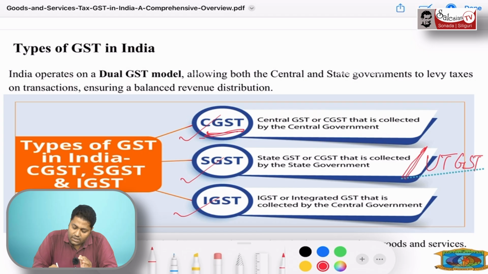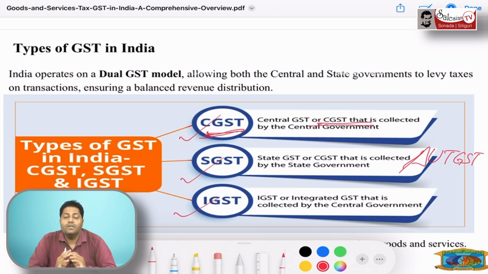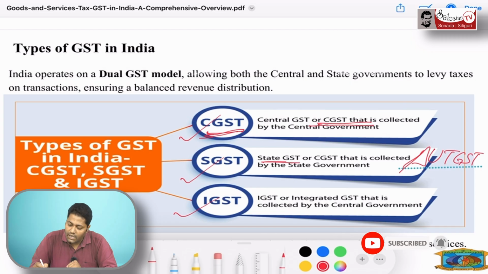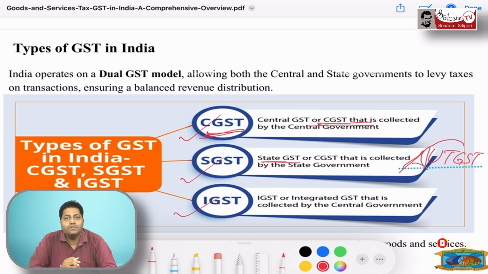CGST is central GST, that means central goods and services tax, which is collected by the central government. SGST is state GST, which is collected by the state government. If it is not a state but a UT, then that UT will collect the GST. I can give you an example of a UT: take Delhi, they will take UTGST.